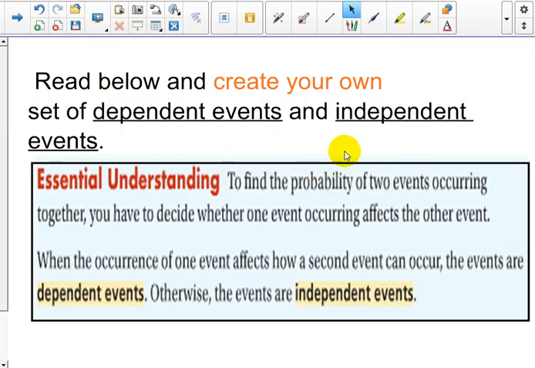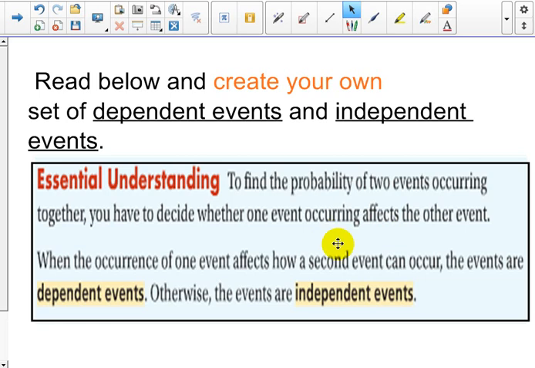We're not going to have time to do this because I'm doing this in one day. Last year I split it up into 2. But it says read below and create your own set of dependent events and independent events. So let's just read the definitions and see what these mean.